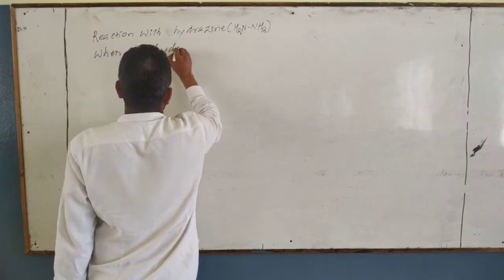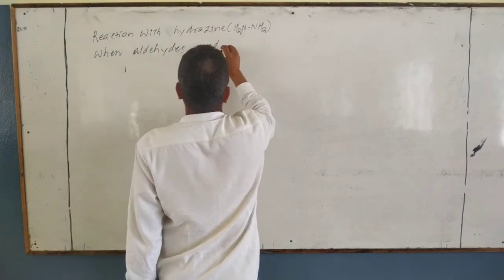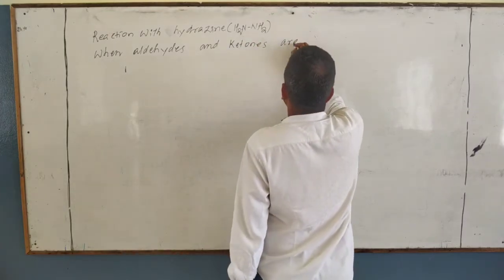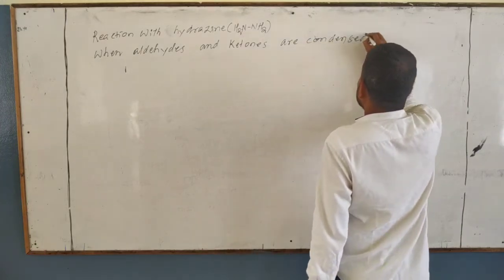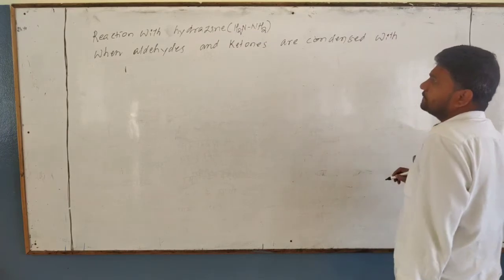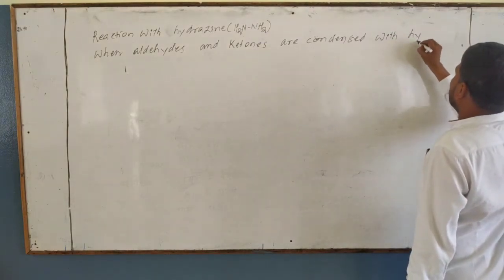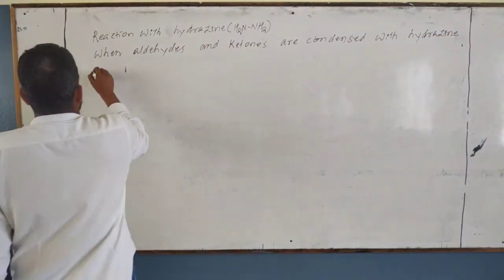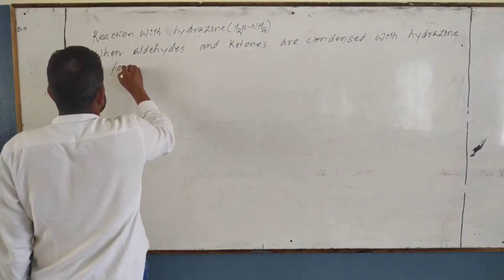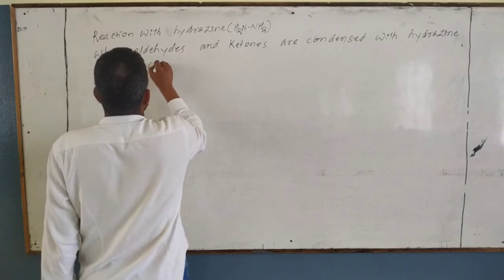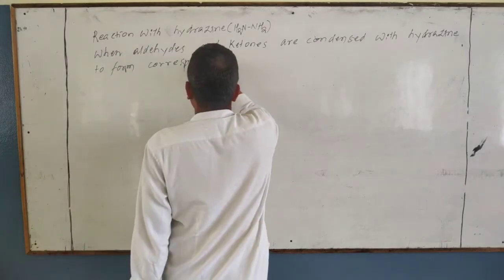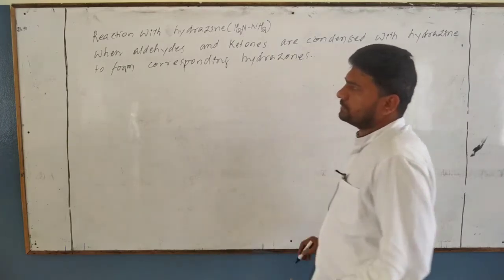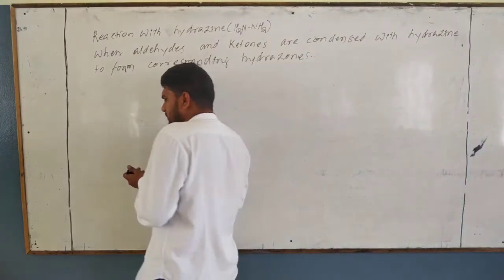When aldehydes and ketones are condensed with hydrazine to form the corresponding hydrazones. Hydrazones are formed during the process.